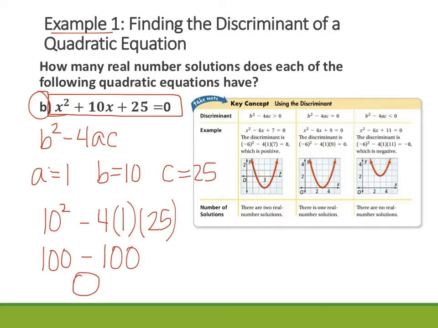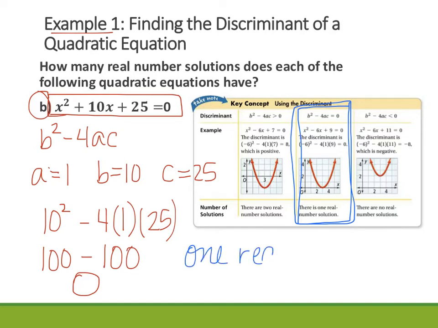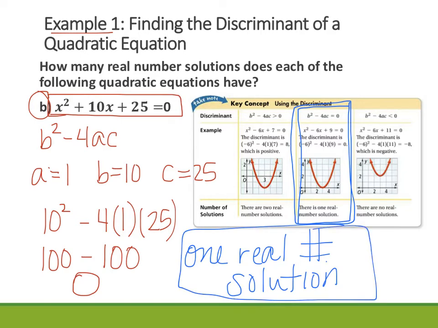So I look at my chart and I say, well, what happens if the discriminant is equal to 0? That means I fall into this middle category. And according to the chart, if the discriminant is equal to 0, that tells me that there is 1 real number solution. Now, I wasn't asked to figure out what that solution was. I was just asked to determine how many solutions there are. So since that's the question that I was asked, I'm able to answer it just by looking at the discriminant.